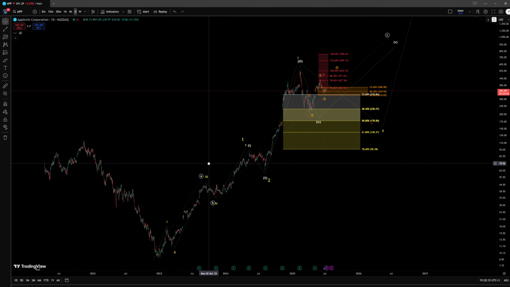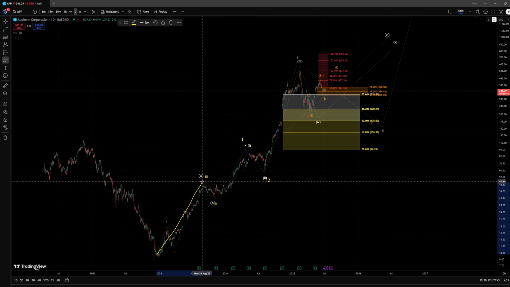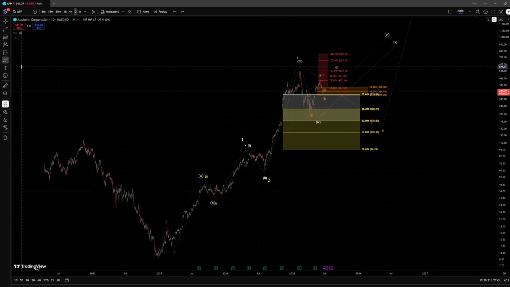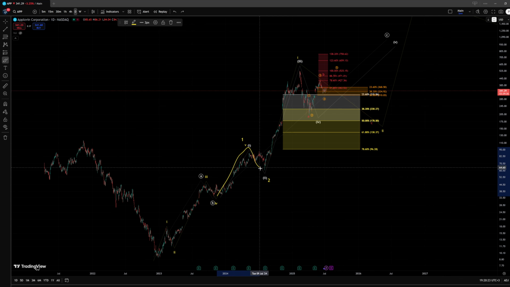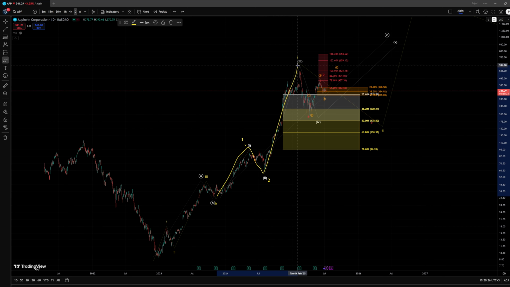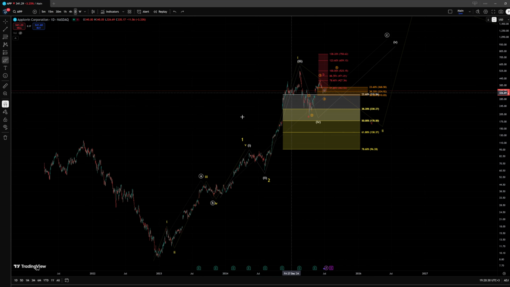Now, before we go into the shorter time frame, let me present the white scenario as well, in which we have a wave A up here, and then a wave B down, and we are now in a wave C to the upside, in which we have a wave 1, a wave 2, a third wave up, and we are now tracking the fourth wave, which could be finished.